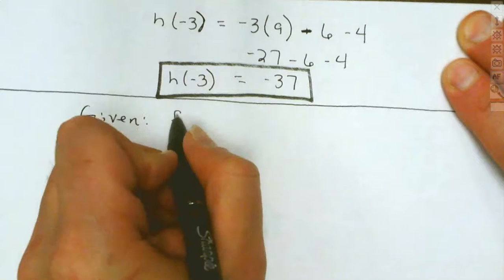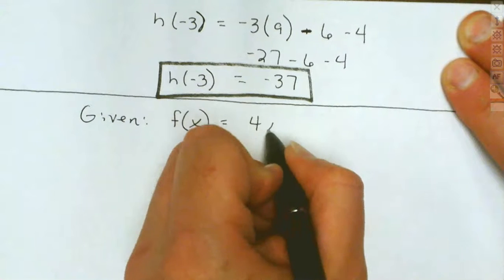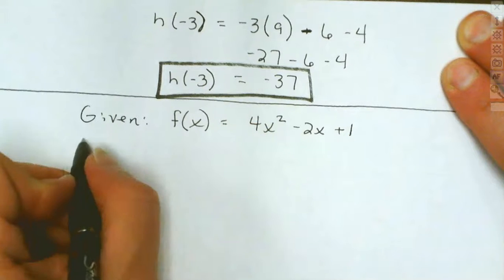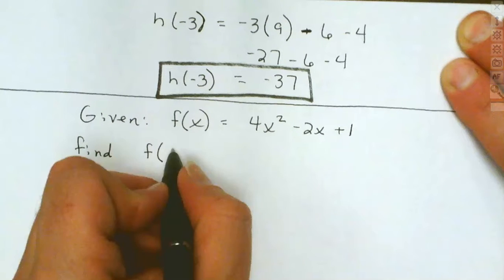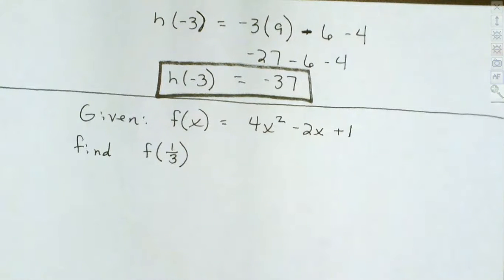So let's say you're given f of x to be 4x squared minus 2x plus 1. And I want you to find f of negative 1/3. Now this one is a little bit more complicated just because of the fractions. There's only one of these in your homework, and that's your first question. So you're going to be plugging the values in. We're going to then combine the fractions together, and we're going to simplify them down.